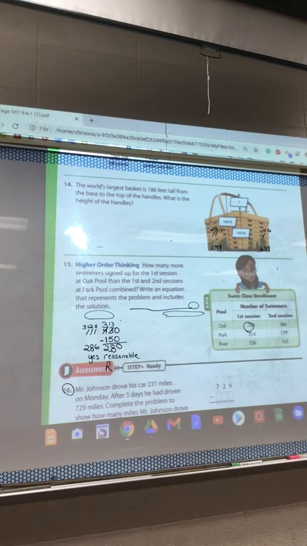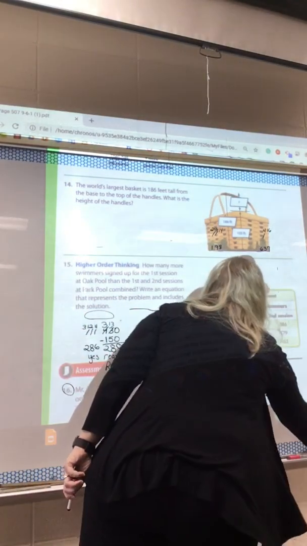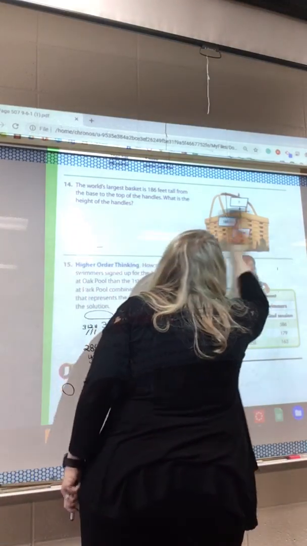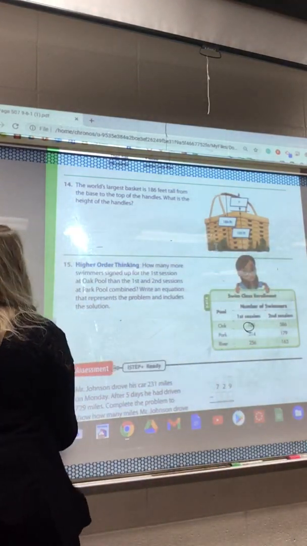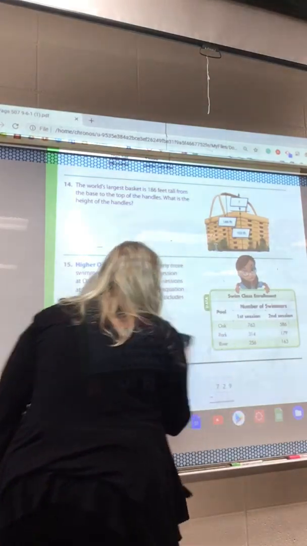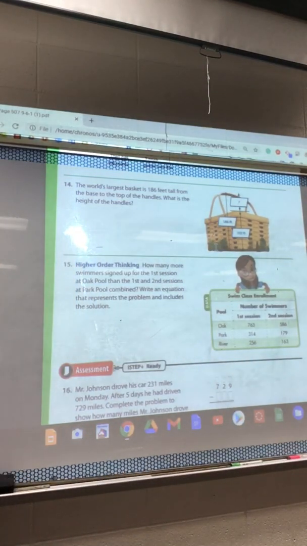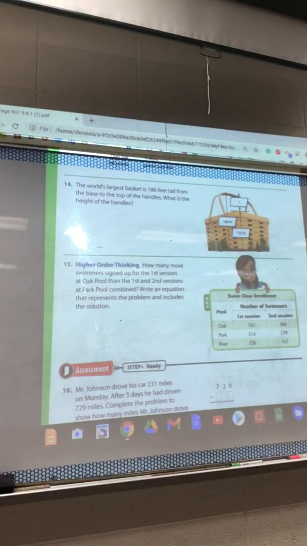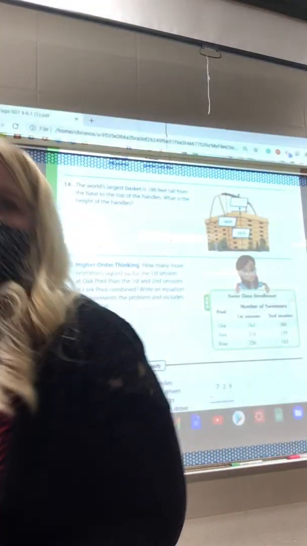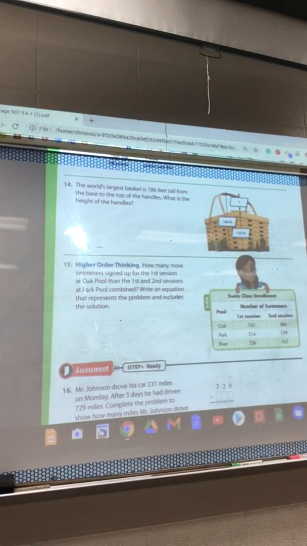Stay with me. Okay, so now we're talking about baskets. We're on number 14 on the back. Says the world's largest basket is 186 feet tall from the base to the top. The top of the handles. What is the height of the handles?